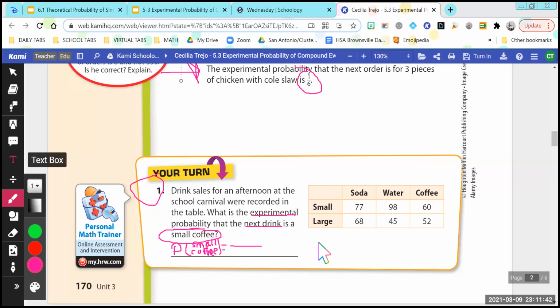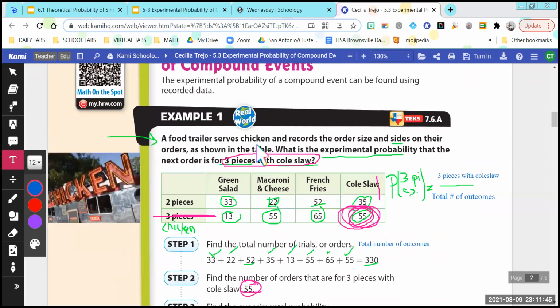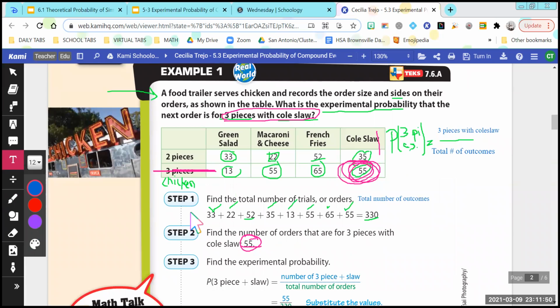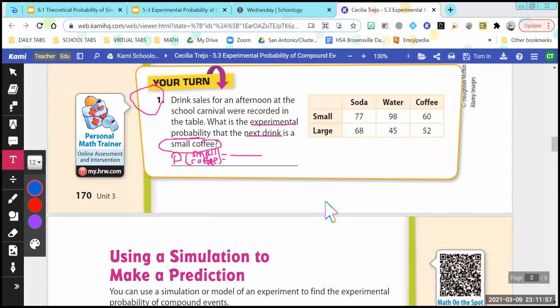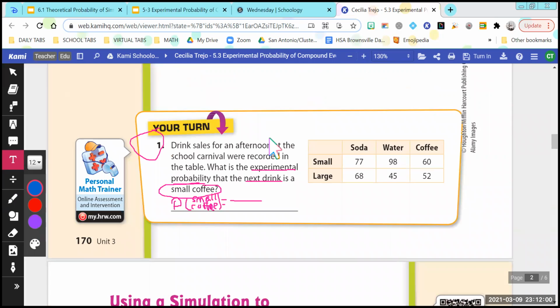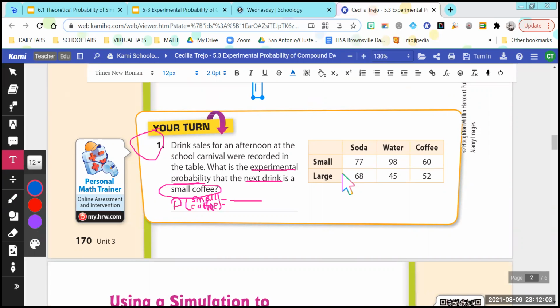So what does that mean? Just like we did with those pieces of chicken, I need to add all the total number of orders to find my total number of outcomes. So that's what I'm going to put up here. Watch. I'm going to take 77 plus 98 plus 60 plus 68 plus 45 plus 52. And we're going to add those up.